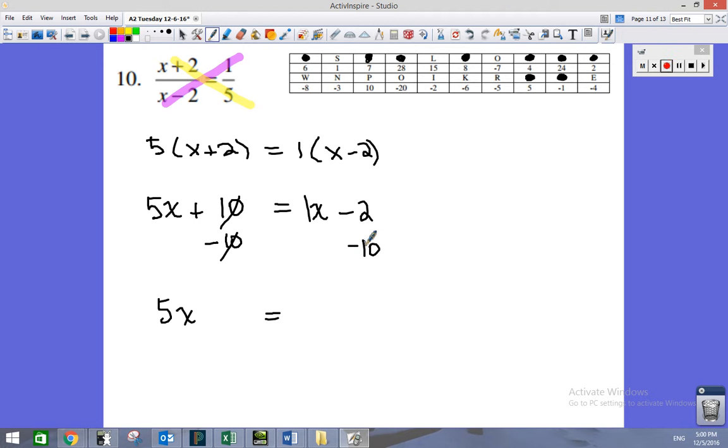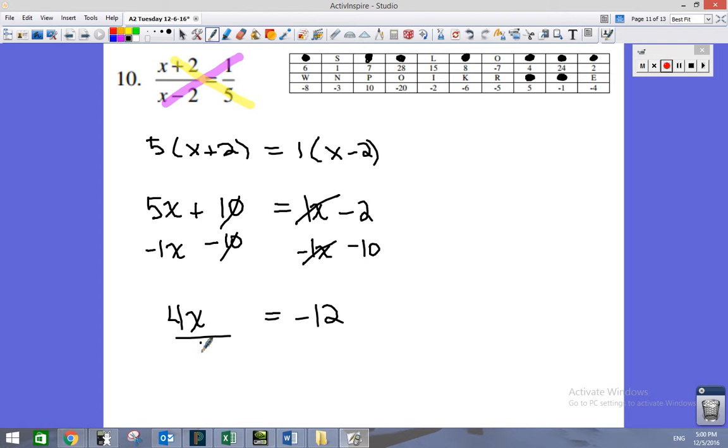And, well, I did that too soon, didn't I? Let's move this 1x to the other side. So let's subtract x from both sides. And now 5x take away 1x is 4x. And the 1x minus 1x, the x's cancel, and I'm just left with a number. Negative 2 minus 10 is negative 12.